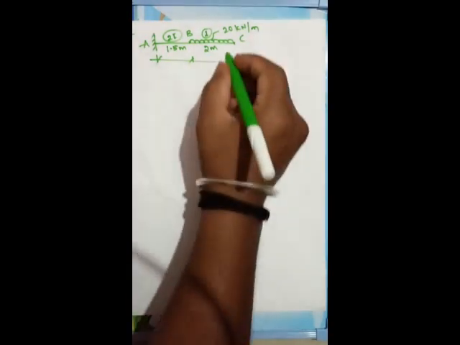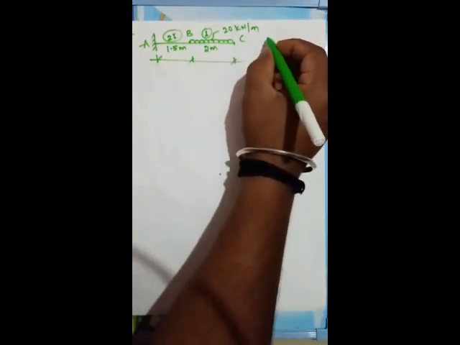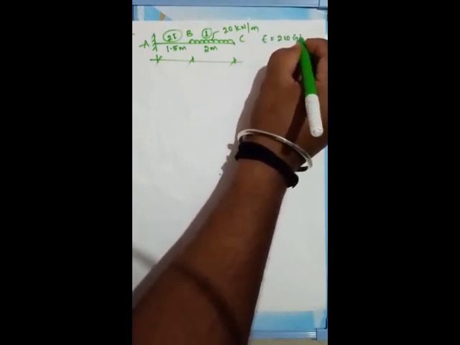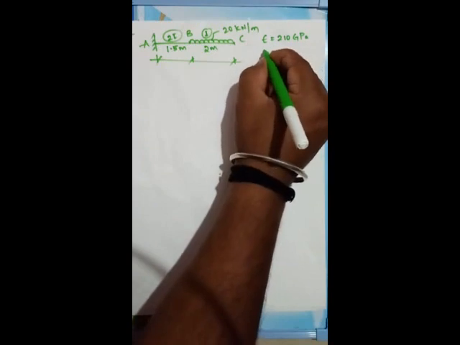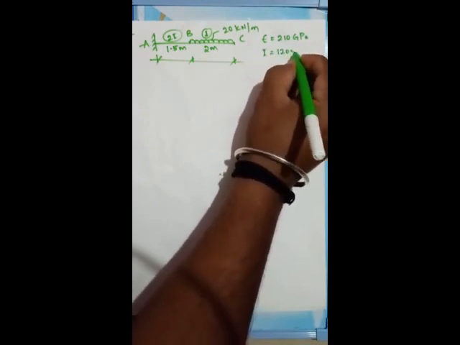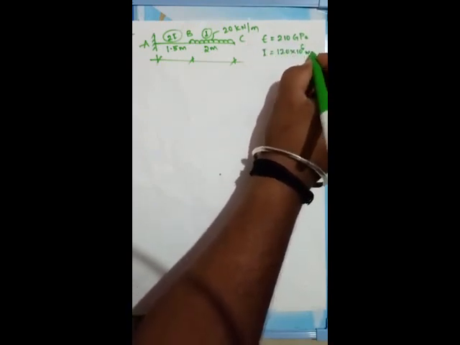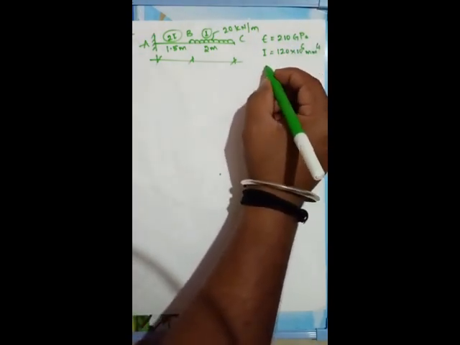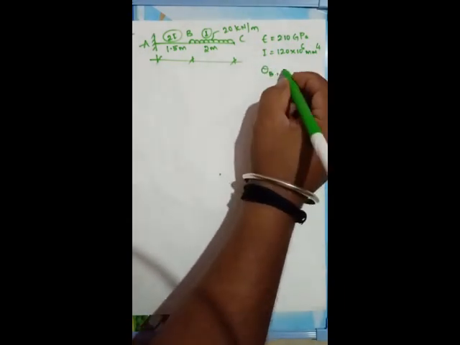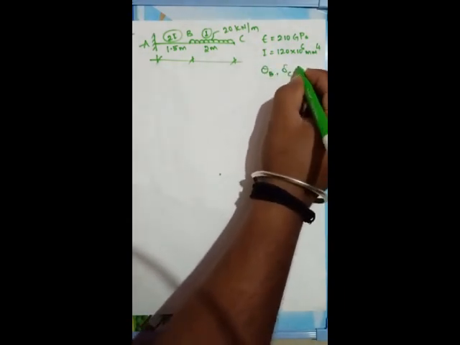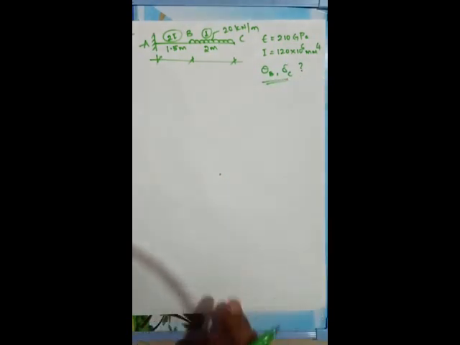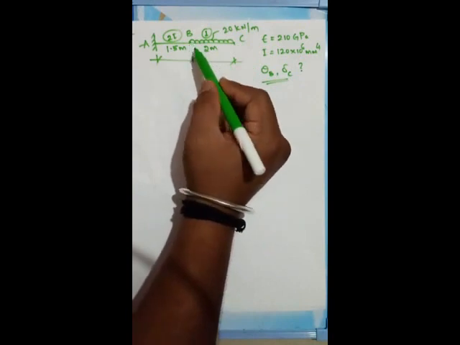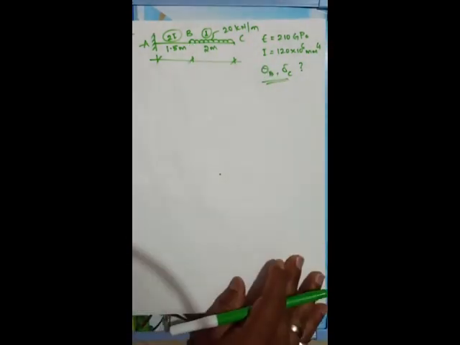Here let us consider the Young's modulus as 210 GPa and the moment of inertia as 120 into 10 raised to 6 mm4. We'll find the slope at B and the deflection at C. Only these two, though you can also find the slope at C and the deflection at B. So let us find these two.